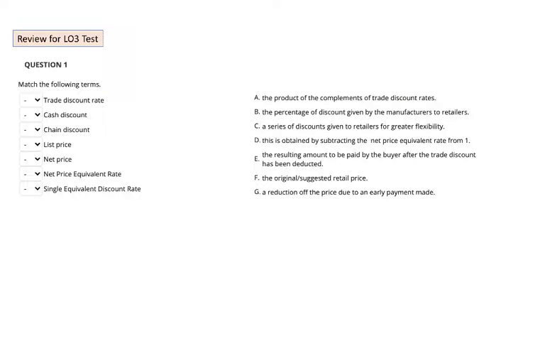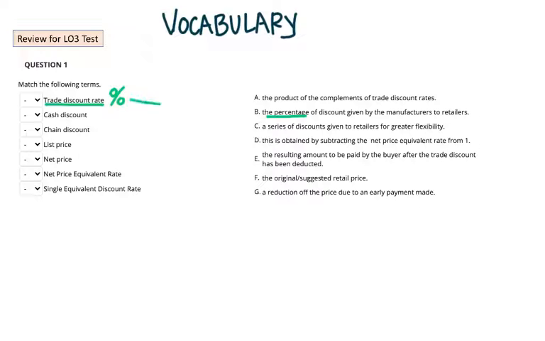Okay, this first question is really about vocabulary. So let's go through each term one by one. The trade discount rate. Remember, if it says the word rate, that is a percentage. So I'm looking for the word percentage. Percentage of discount given by the manufacturers to the retailers. That would be the trade discount rate. Remember, a factory makes the item, then it sells it to the company or the store at a discount so the store can make money.